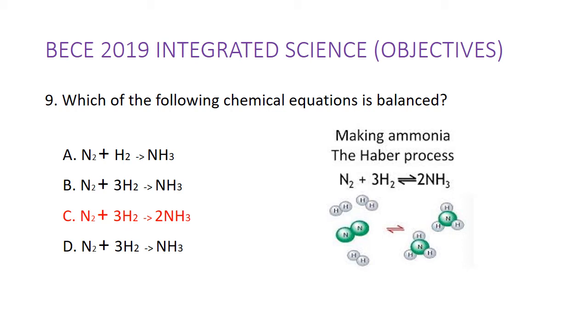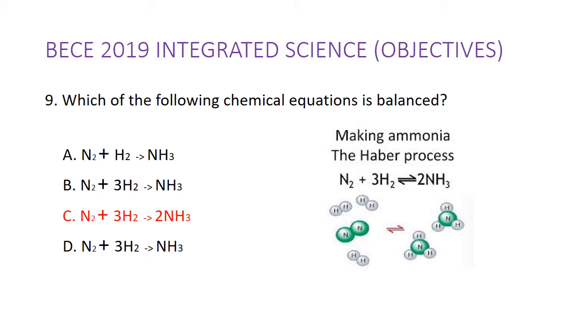But when you come to C, 2 nitrogen atoms on the left, 2 nitrogen atoms on the right. Then you come to hydrogen. Take note, it's not just nitrogen. For A and B, because the nitrogen was not balanced, there was no need for us to even check the hydrogen. So for hydrogen it is 6 here. Take note, the 3H2 actually means that you have H2, H2, H2. So that's 6 hydrogen in all.